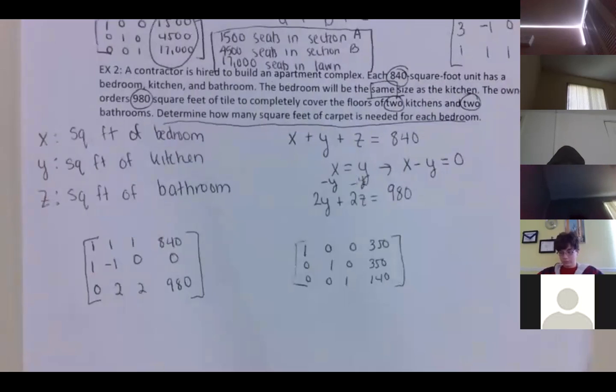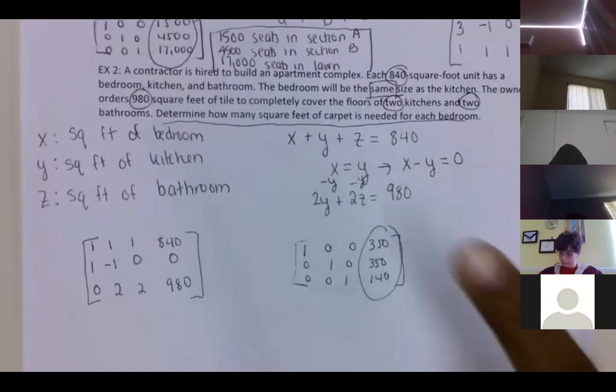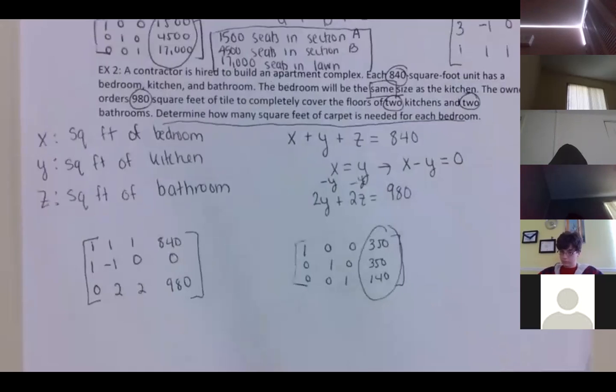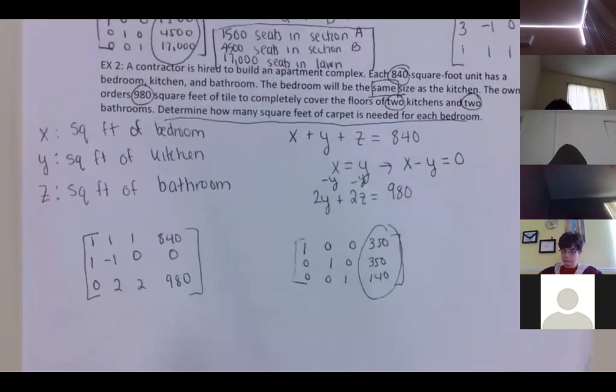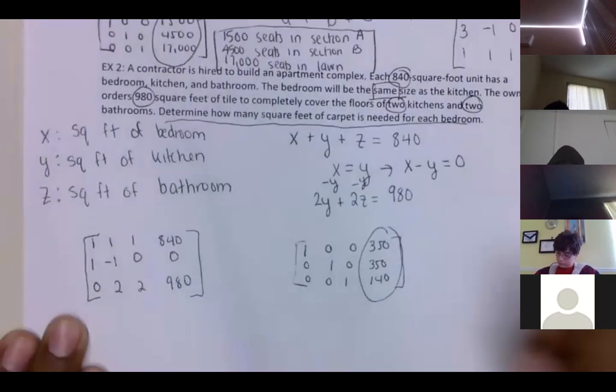You said how much carpet is needed? For the bedroom. Is it 840, 0, and 980? So remember, the last column of your matrix gives you your X, Y, and Z, right? And I was looking at the other one. Oh, you're looking at the other one? Yeah, so this is the one that we just got in our calculator. So which one of those represents the bedroom? 350. Yeah, because the X is the bedroom and that's the top number. So we've got 350 square feet.